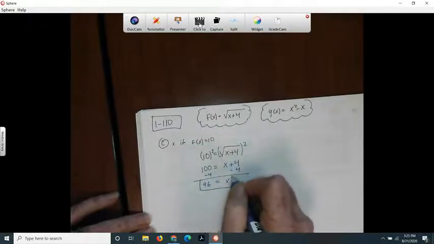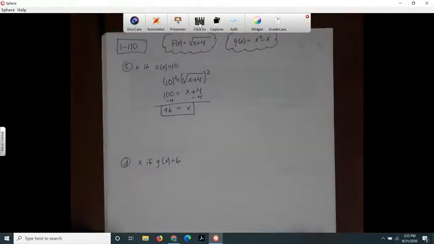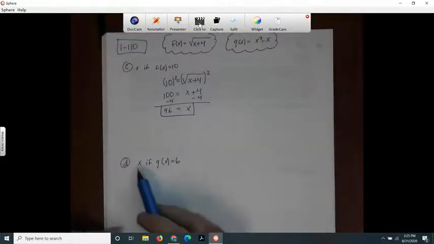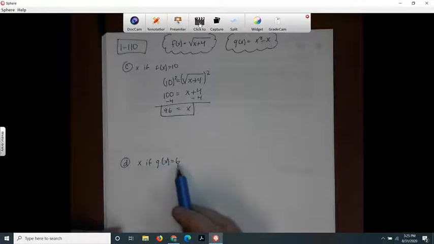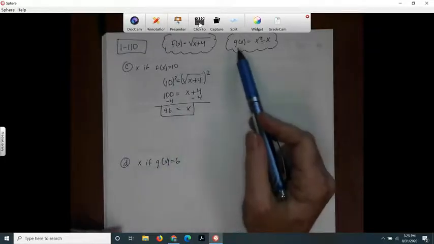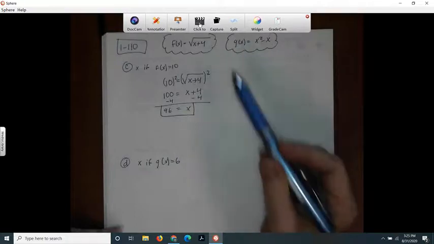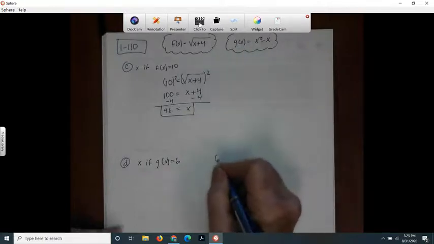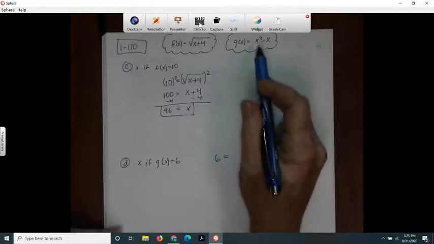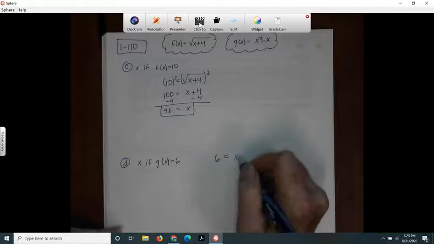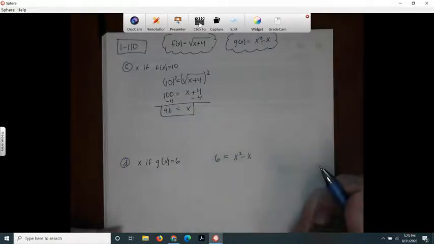Okay, and then letter D, I want to find x if g of x equals 6. So there's g of x, so all I have to do is take that 6 and put it right there where g of x is. So in other words, I'm going to say 6 equals g of x, which is x squared minus x. And then I'm supposed to solve for x.